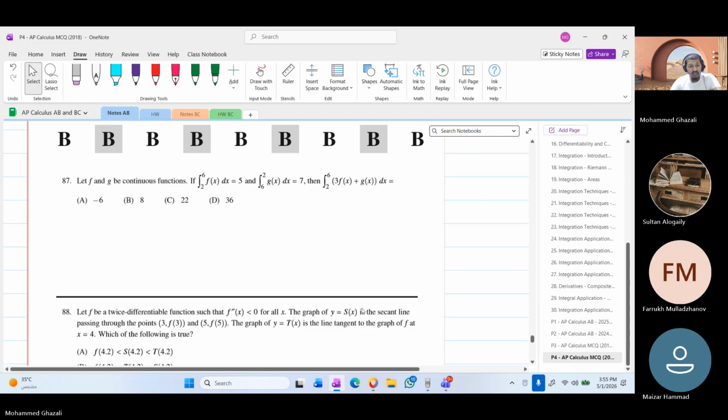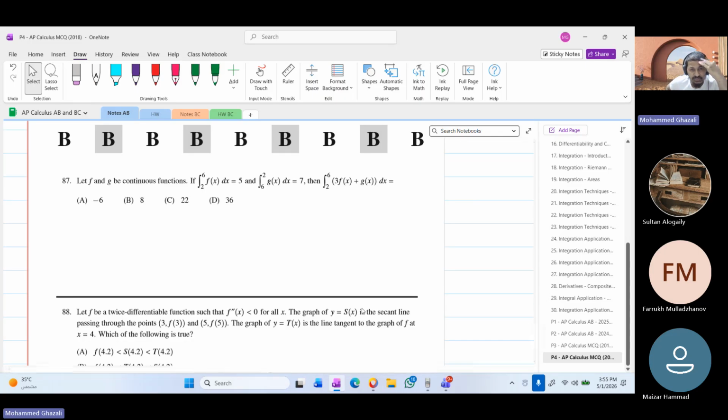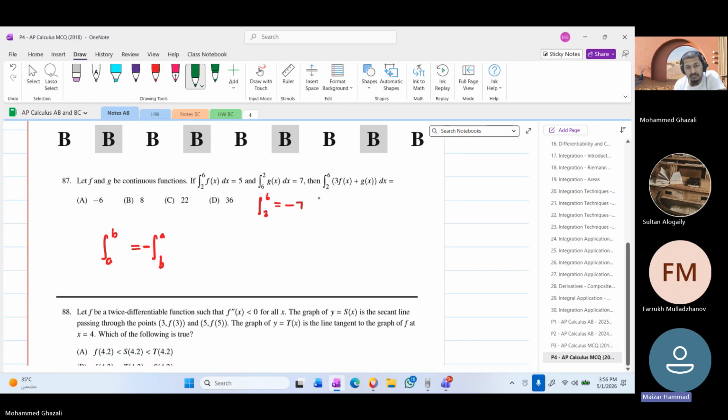Next one. Let f and g be continuous functions. The integral from 2 to 6 of f is 5 and the integral from 6 to 2 of g is 7. So what's the integral from 2 to 6 of g? Anyone know? If I change from A to B, what do I do? I say negative B to A. I take out a negative and make it B to A, okay? So don't forget this rule. So the integral from 2 to 6 of g is negative 7.